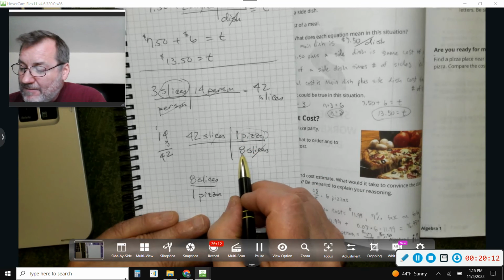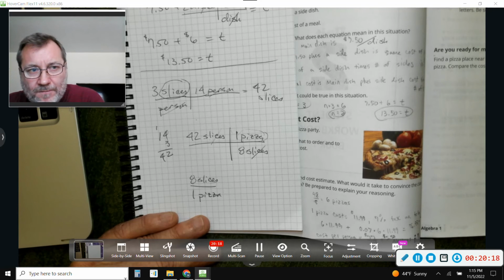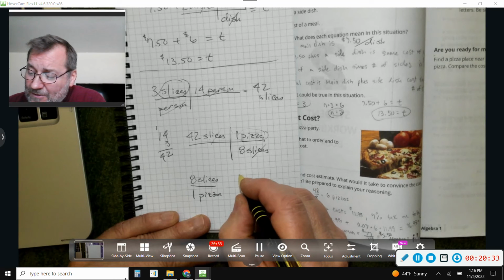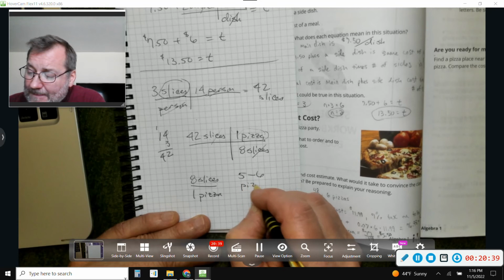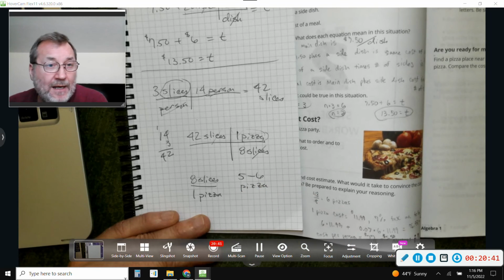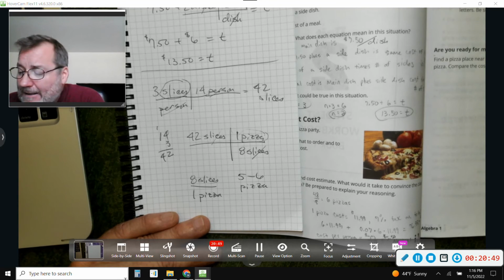Then you think to yourself, 8 and 42. How many times does 8 go into 42? Well, 8 times 5 is 40. 8 times 6 is 48 slices. So we know that this comes in somewhere between 5 to 6 pizzas. Right? It's okay to do the mental math and do some estimations. That way I always encourage my students to estimate what they think the result might be. And then you go from there.